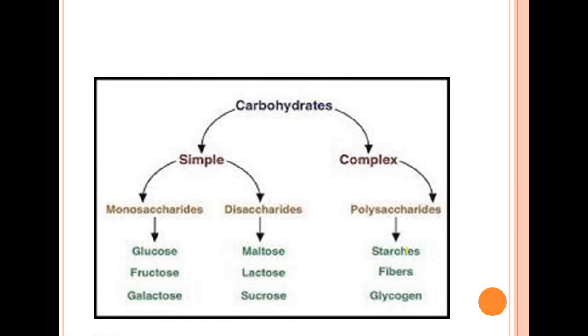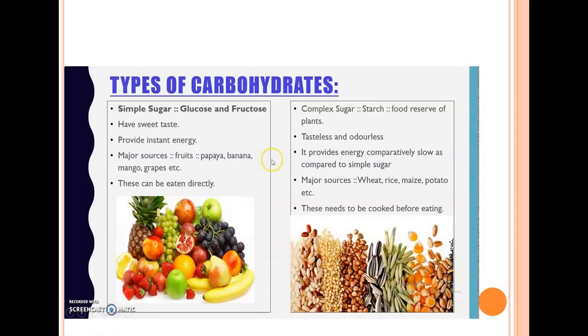For example, starches that are present in rice are made up of a number of glucose units. When they are linked together, they form the starch. So this comes under the complex carbohydrates, and those carbohydrates that are made up of one or two units are categorized under the simple carbohydrates. Okay. Now here are the types of carbohydrate.